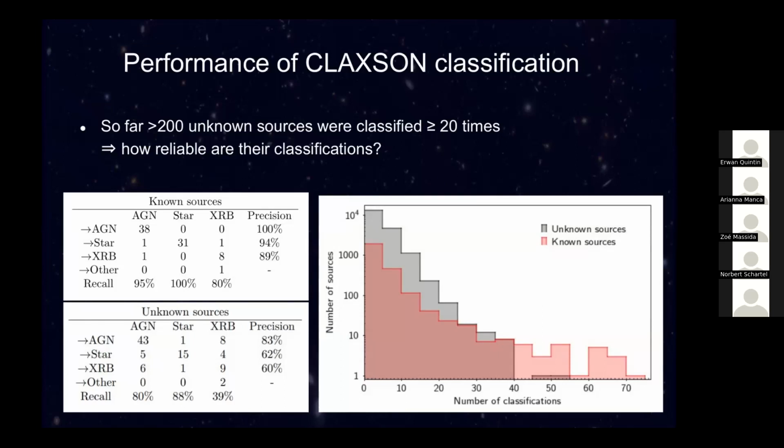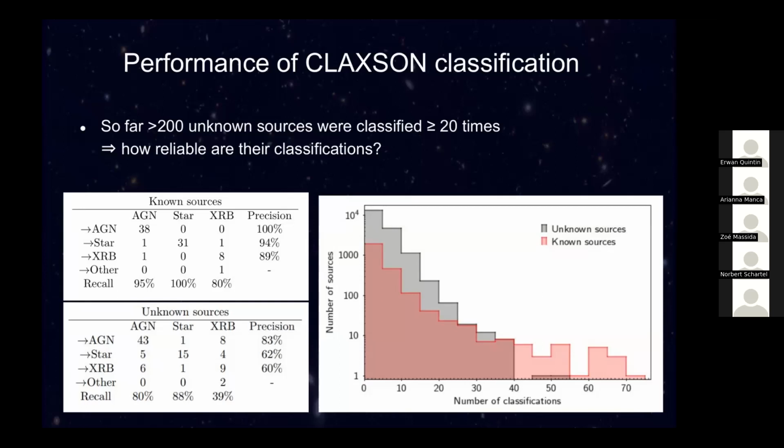So far, more than 200 people accessed level 2, and more than 200 unknown sources were classified more than 20 times. So this is still a small sample, but I'm working with what I have now. And you see here the distribution of the number of classifications for known sources and unknown sources.